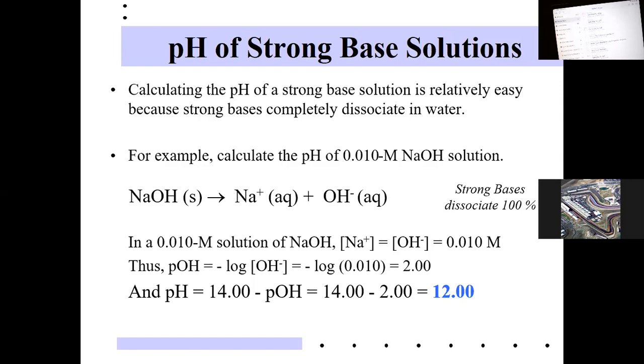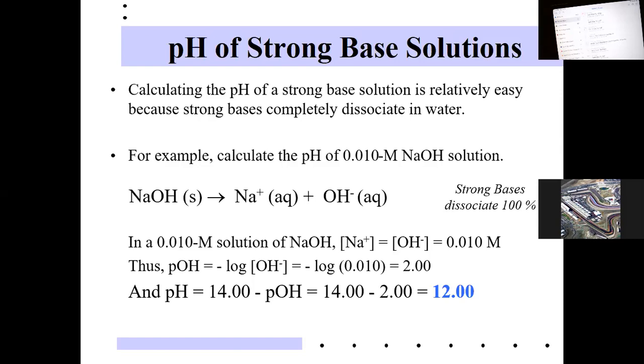All right. Have your data booklet open, please, to the Ka chart. If you don't have it open, do it now. Get your data booklet open to the acid chart. That page 9 or something. Page 8. Look at the bottom of page 8 in your data booklet. Underneath the acid chart, you'll see a weak base ionization constant chart.